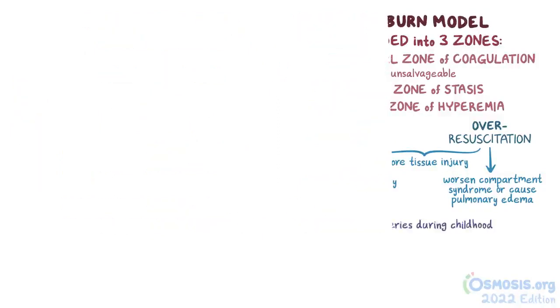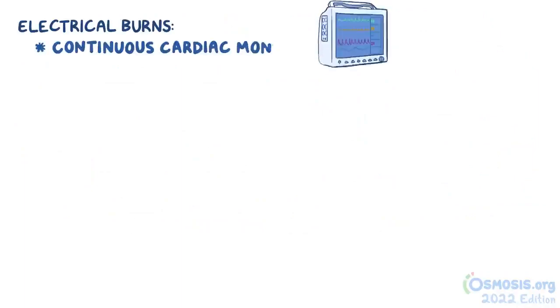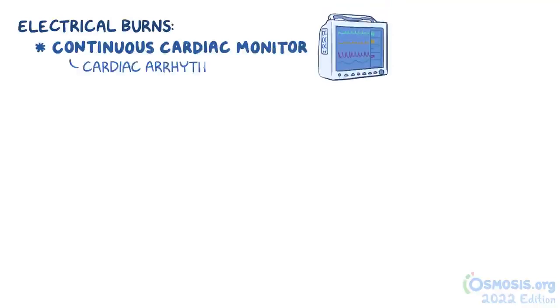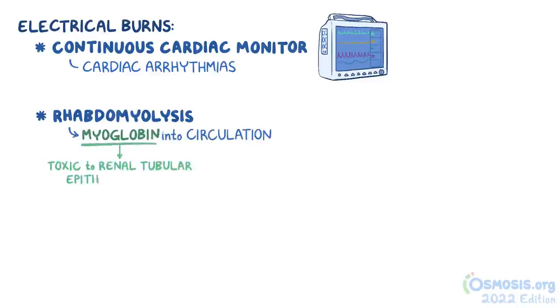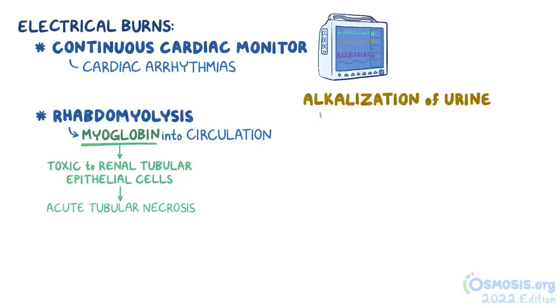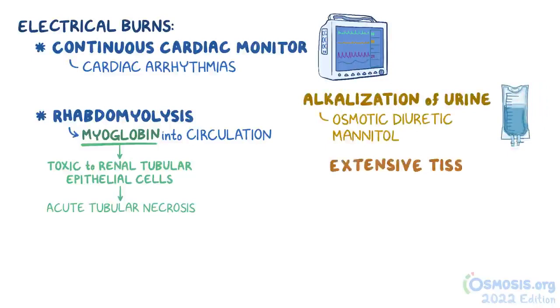In addition to fluid resuscitation, individuals with electrical burns should be placed on a continuous cardiac monitor because they might have cardiac arrhythmias. Electrical burns and burns that damage muscle tissue can cause rhabdomyolysis, which releases myoglobin into circulation. Myoglobin is toxic to the renal tubular epithelial cells, causing acute tubular necrosis. In addition to fluids, alkalization of the urine with the osmotic diuretic mannitol is recommended. Finally, extensive tissue necrosis releases potassium, causing hyperkalemia.